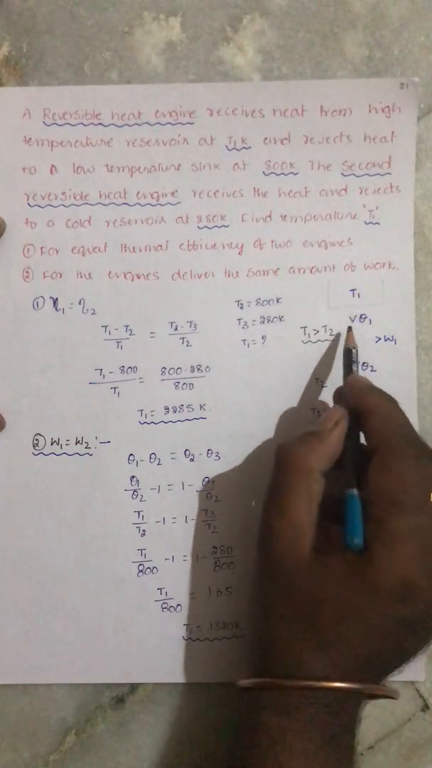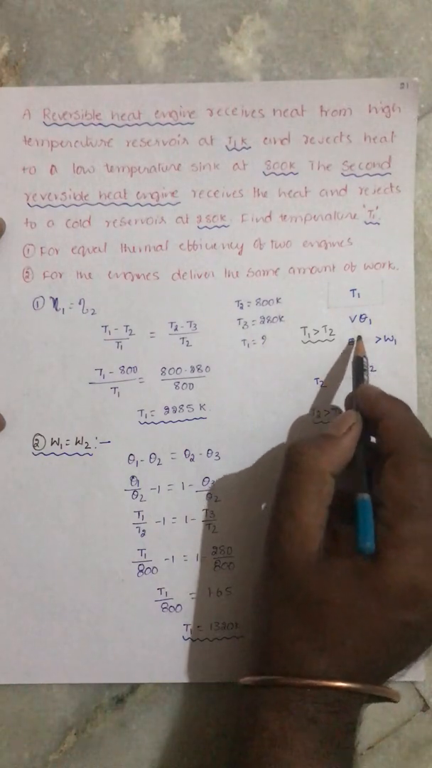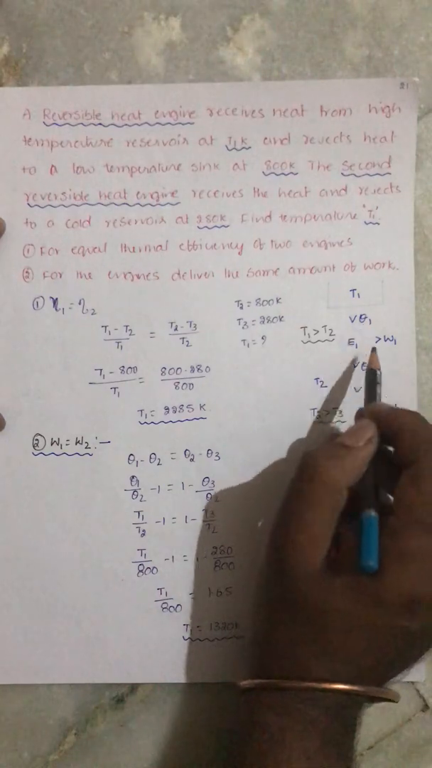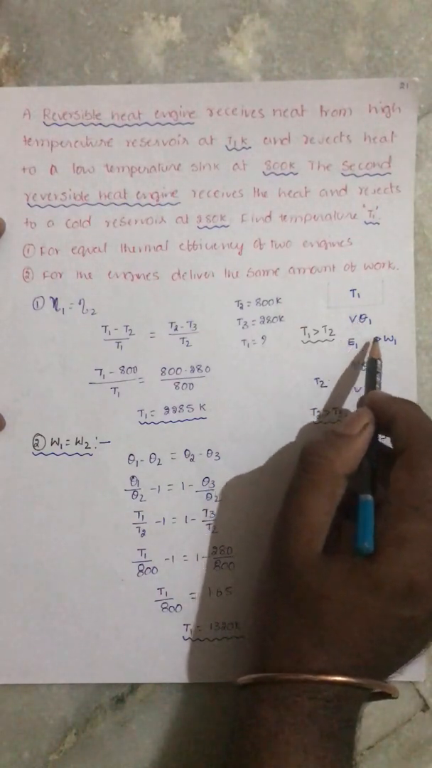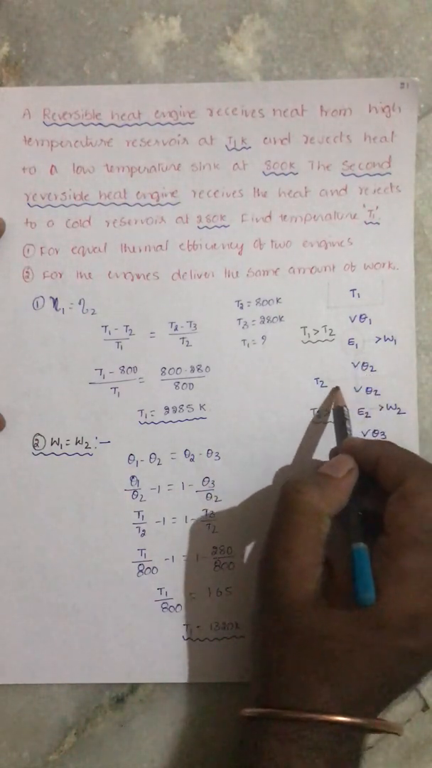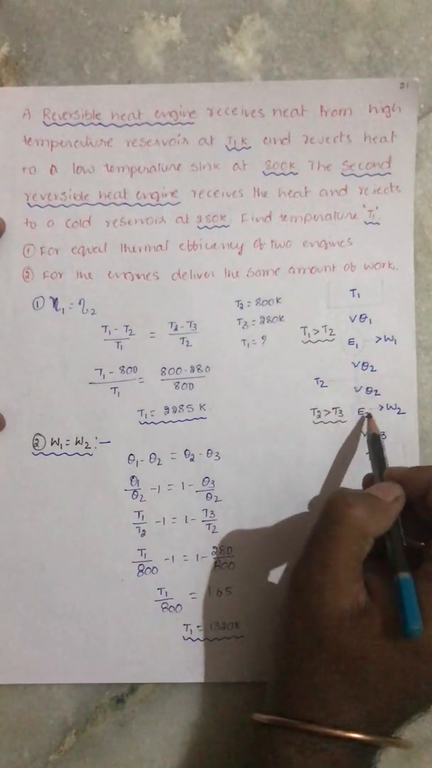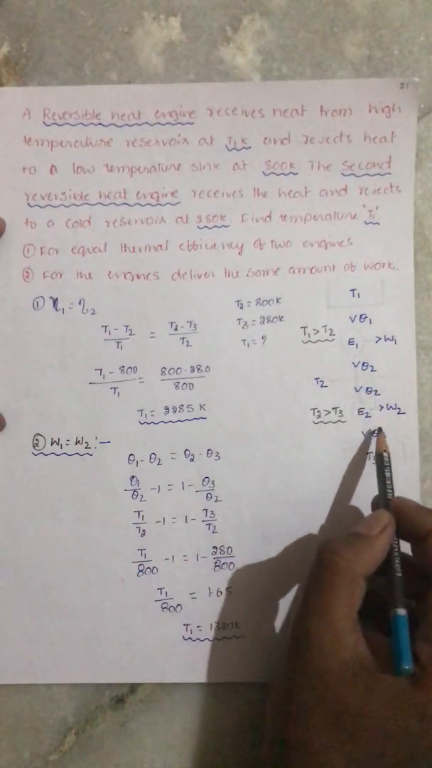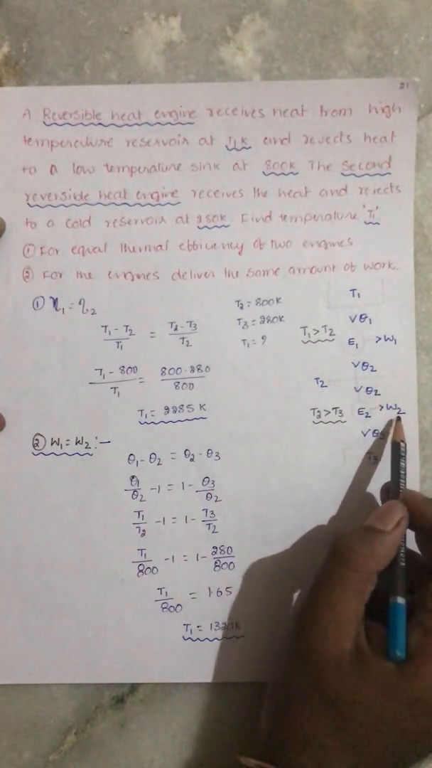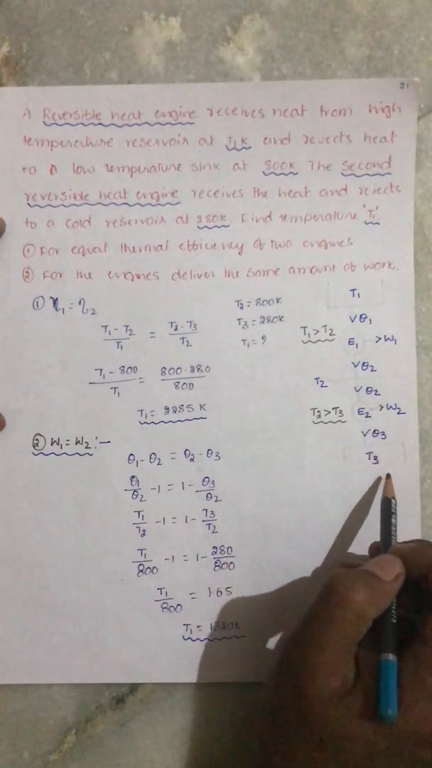Here, temperature T1 is the reservoir from which heat Q1 is taken, and this is engine E1, and it delivers W1 amount of work. Part of Q1 is converted to W1 and the remaining part is rejected as heat Q2 to the low temperature reservoir T2. The second engine takes the same Q2, converts part of it to work W2, and the remaining part is rejected as Q3 to the low temperature reservoir T3.